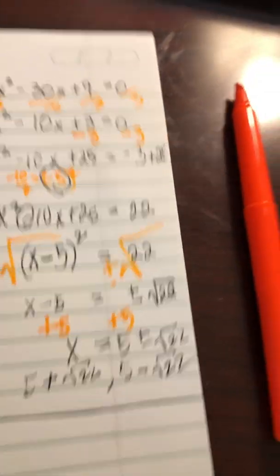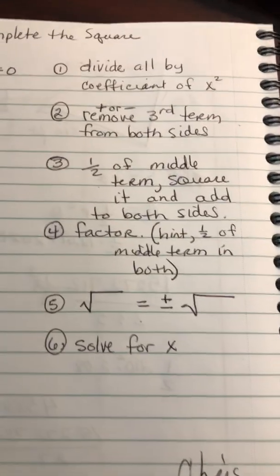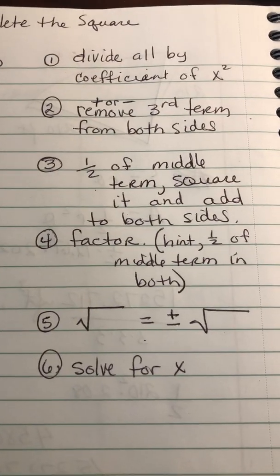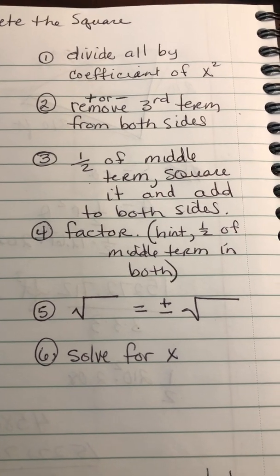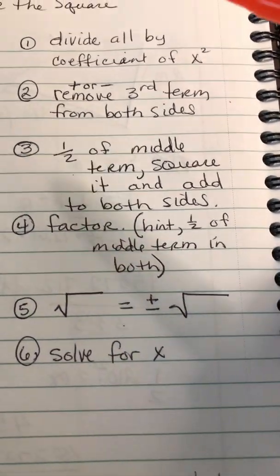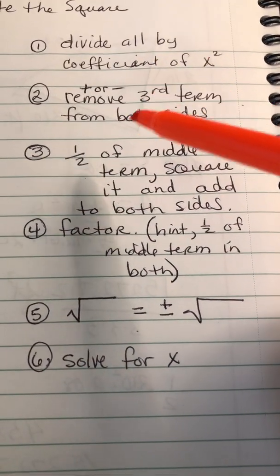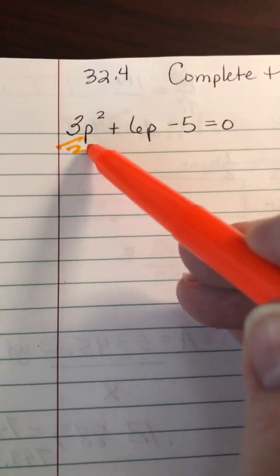So we'll do that again. Do one more example here. We have completing the square, and here are the steps again if you want to take a screenshot of those. This is a good time to do it. Number 1, divide all of the terms by the coefficient of x squared if needed. Okay, so we have a 3 here, so we're going to divide them all by 3.